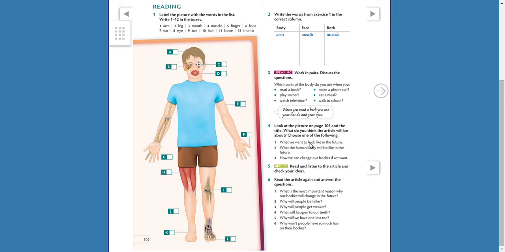What we want to look like in the future. What the human body will be like in the future. How can we change our bodies if we want? So here you have 3 possible ideas about the title. What do you have to do? Is to check and select the best idea for you.